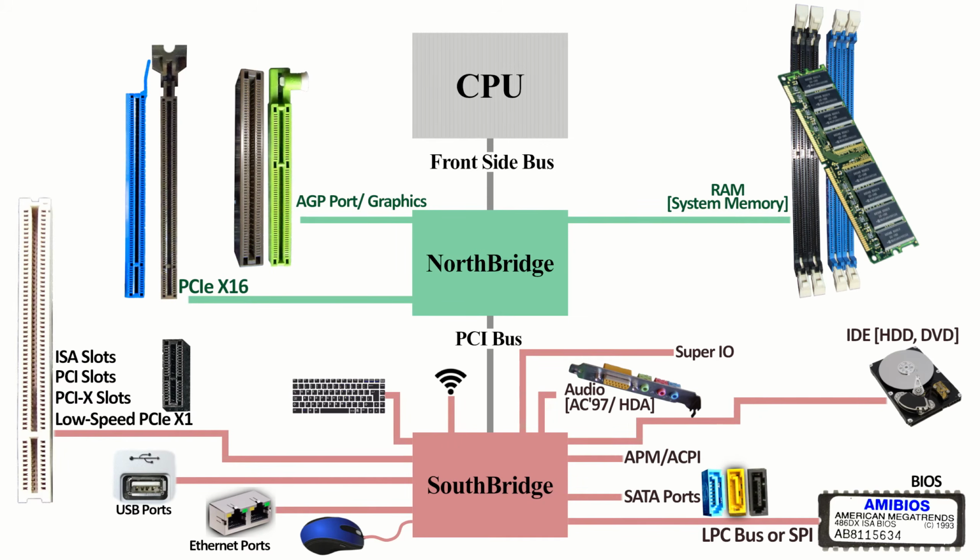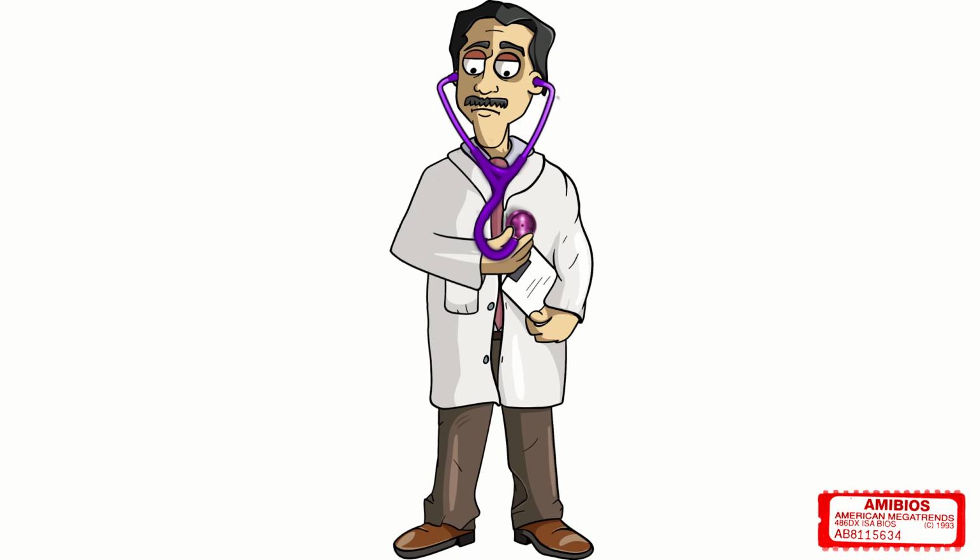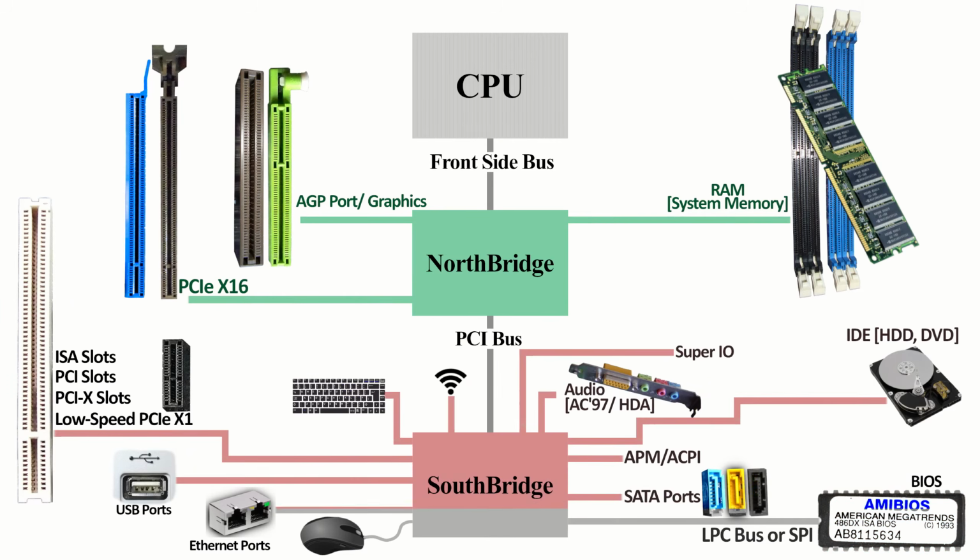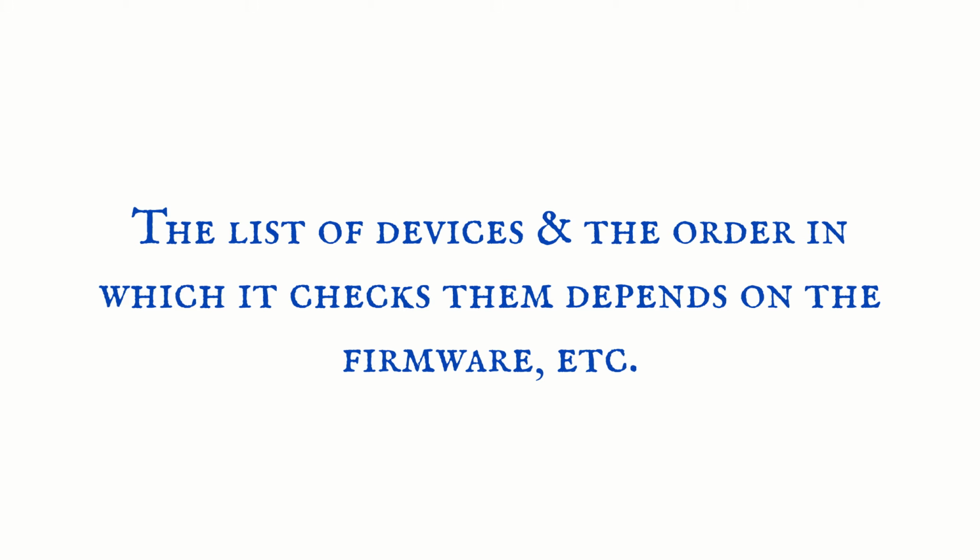The power on self-test is a set of routines in the BIOS ROM that checks the BIOS itself and all the hardware components of a computer. The list of devices and the particular order in which it checks them depends on the firmware. But most firmware would include at least the minimum hardware required to start up and operate the PC.